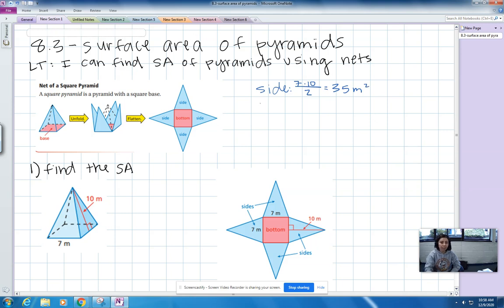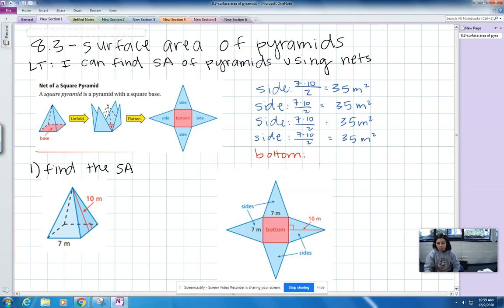Now, the other 3 triangles are all exactly the same, so we're going to have the same area. 7 times 10 all divided by 2, 35 meters squared. Another side, 35 meters squared. And our last side is still the same, 35 meters squared. So we found the area of all the sides. Now we just have to do the bottom.